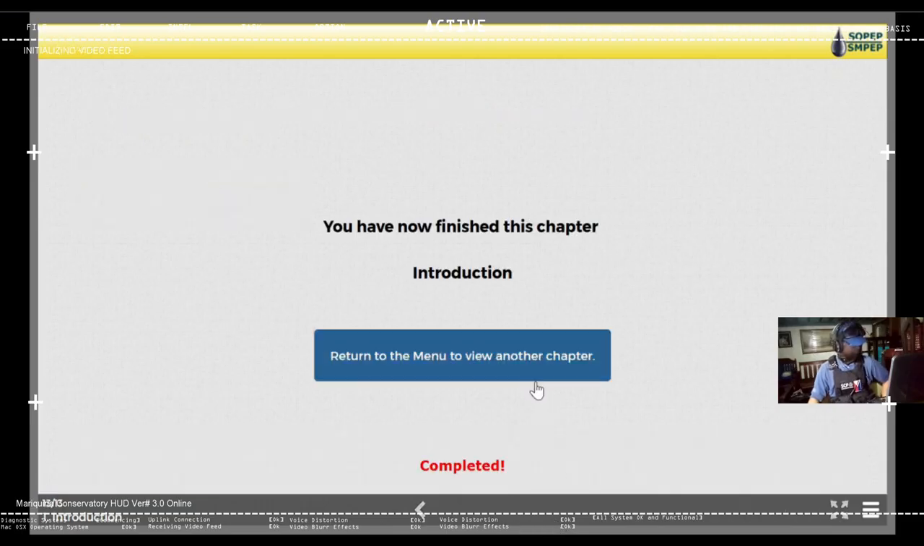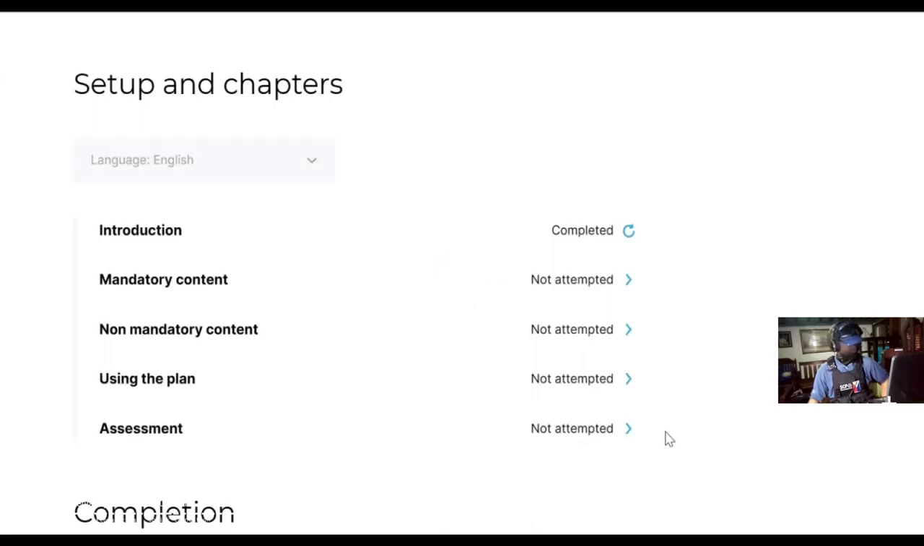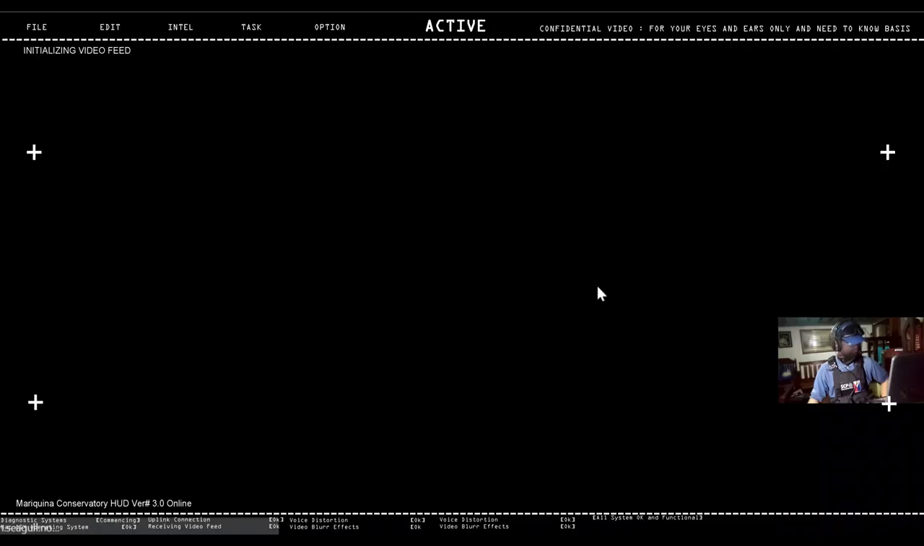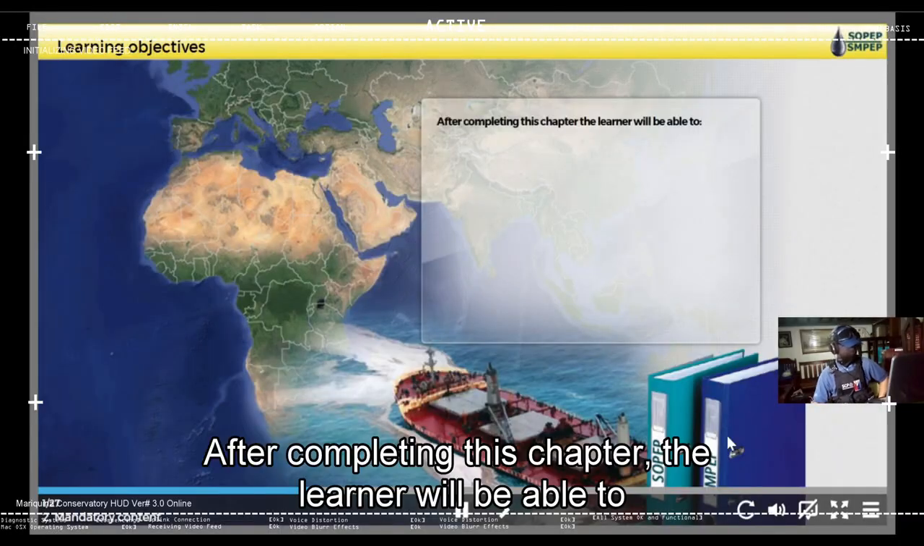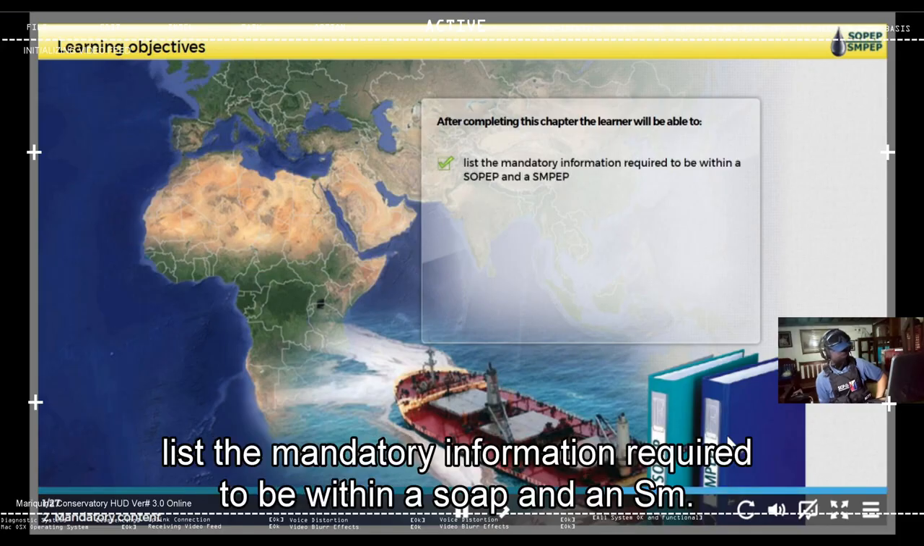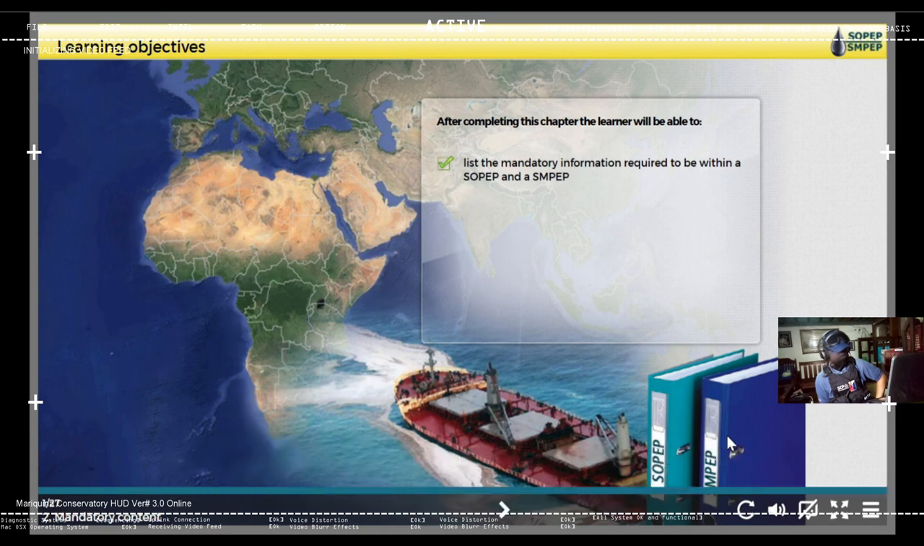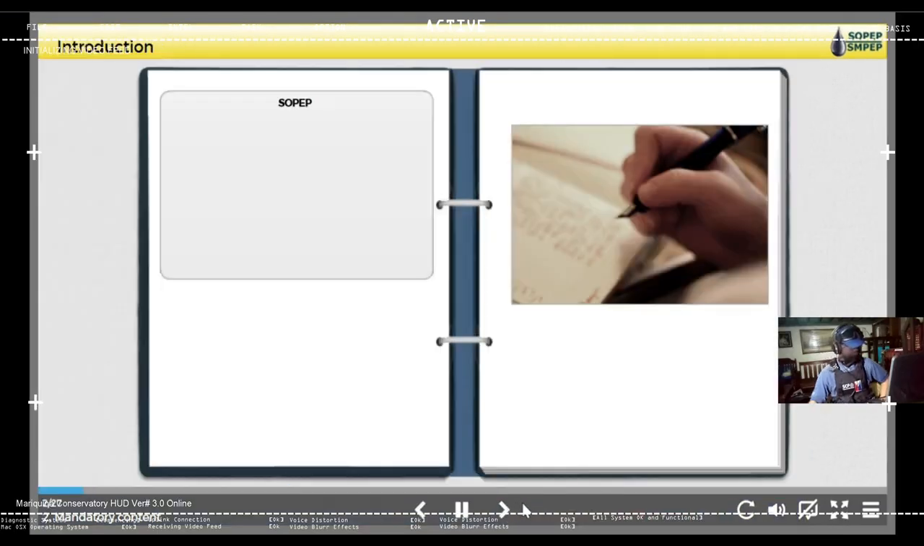Okay, now we've finished. We're going back to the next chapter, which is the mandatory content. So let's begin with this one. After completing this chapter, the learner will be able to list the mandatory information required to be within a SOPEP and an SMPEP. Okay, right. I think it froze.